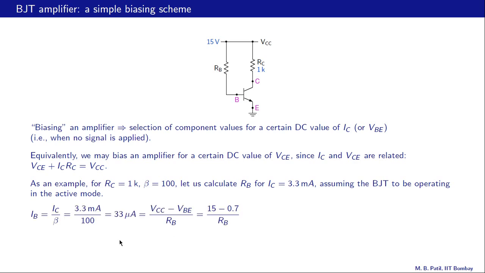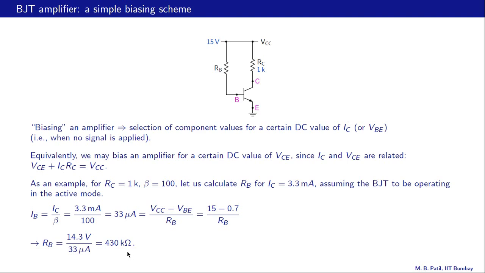Simple calculation. If we know IC, we also know IB. IC divided by beta: 3.3 milliamps by 100, 33 microamps. And what is IB? This current is 15 volts minus VBE divided by RB. So that is 15 minus 0.7 divided by RB. So we have an equation now for RB. Using this number we can calculate RB. So RB turns out to be 430 kilo ohms.